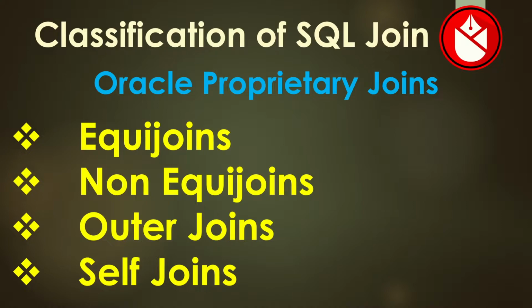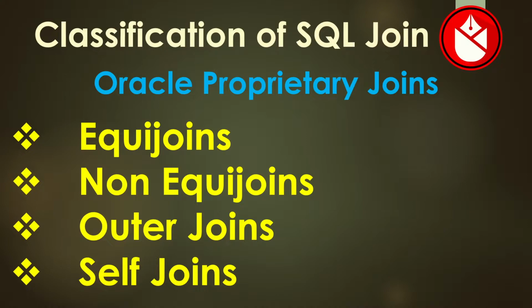Let's talk about the outer join. An outer join extends the result of a simple join. An outer join returns all rows that satisfy the condition and also returns some or all of those rows from one table for which no rows from the other satisfy the join condition. Practically, outer join means either left outer join or right outer join.